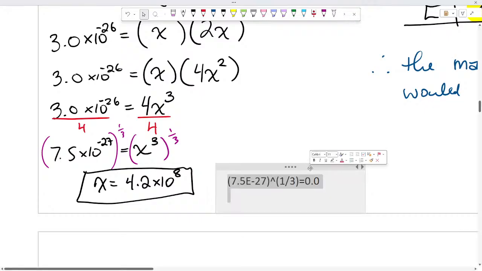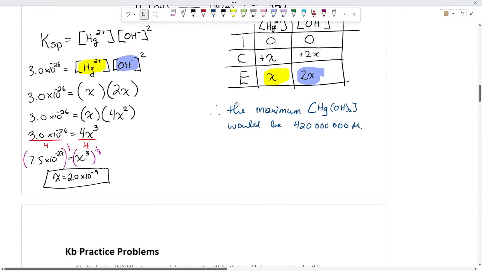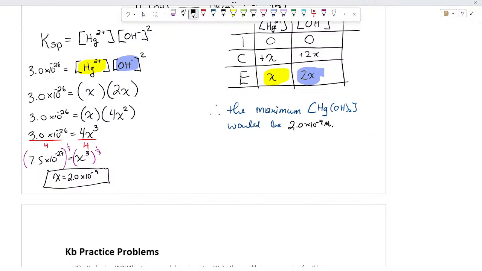Can somebody say it? 1.96 times 10 to the negative 9 is much better. So that'll be 2.0. So 2.0 times 10 to the negative 9. That makes much more sense. 2.0 times 10 to the negative 9 molar, which means very low solubility.